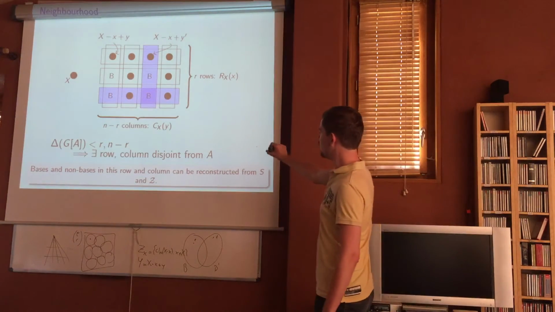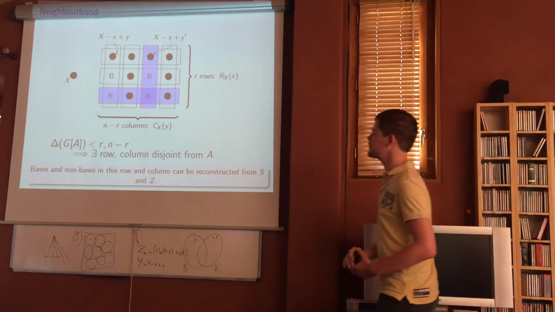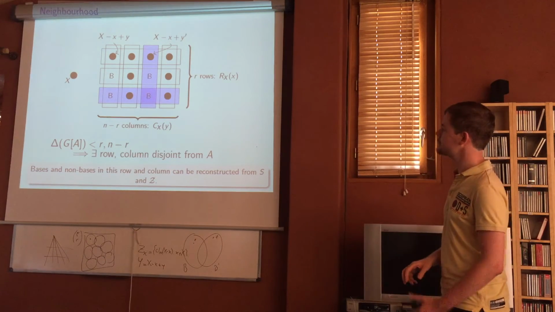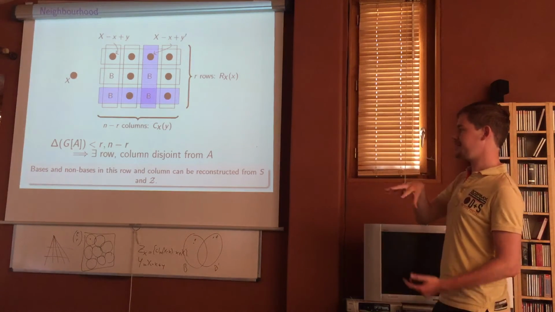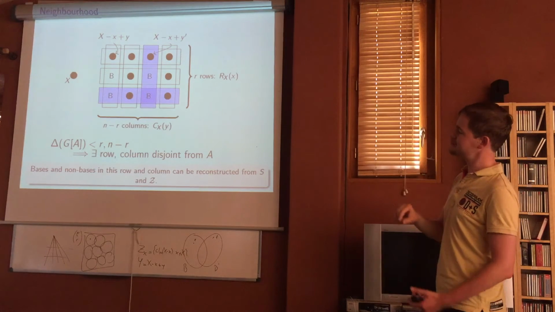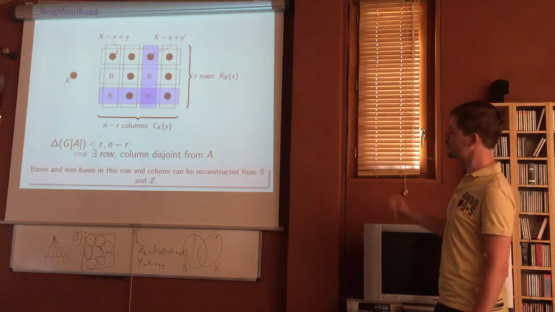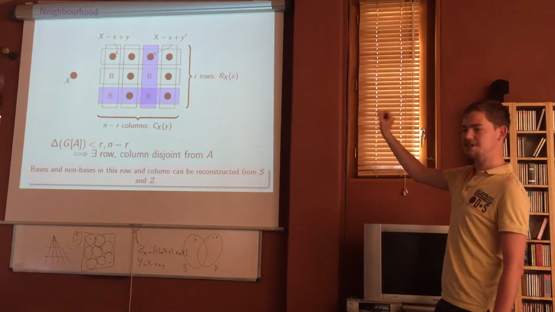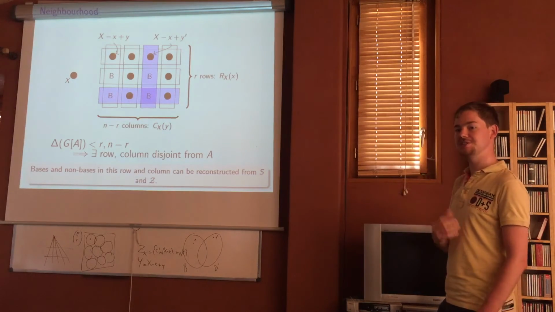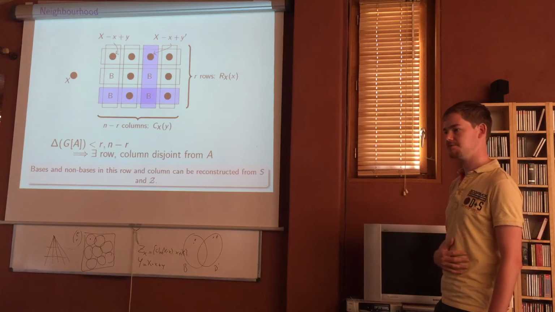And this will be the key point now for our encoding algorithm. So we've certified that this vertex X has very low degree, less than R, less than n minus R. So in particular, this means that there's always a row and always a column that are disjoint from the set A that we have.